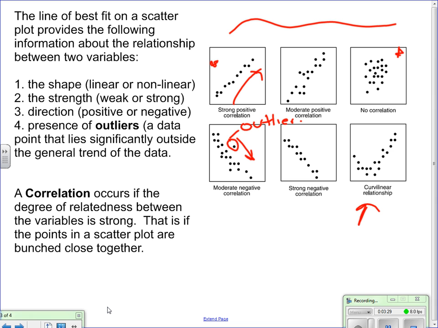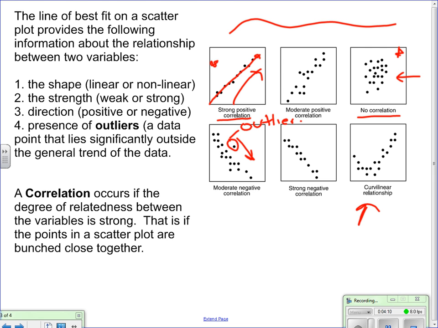Now, we come to the word correlation. A correlation occurs if the degree of relatedness between the variables is strong. So in other words, if the data points are close together and the line of best fit touches as many of those points as possible, we have a strong correlation. If the data points are very far apart, and in fact, with this one here, it would be very hard for me to put a line of best fit in because it doesn't appear that there's any line within that. It just looks like a jumble. This is a very weak or no correlation at all, meaning that there's no relationship in that information.